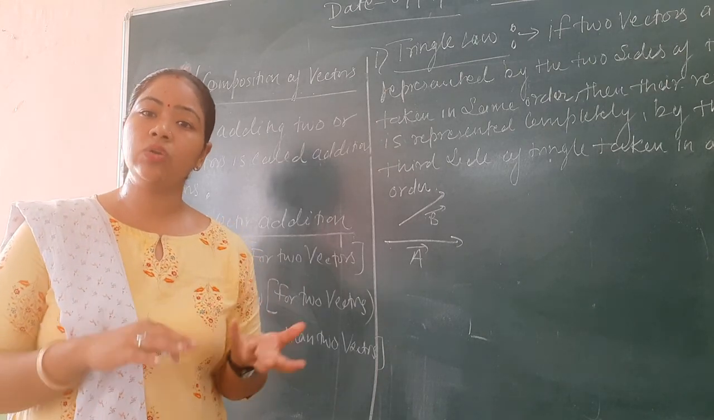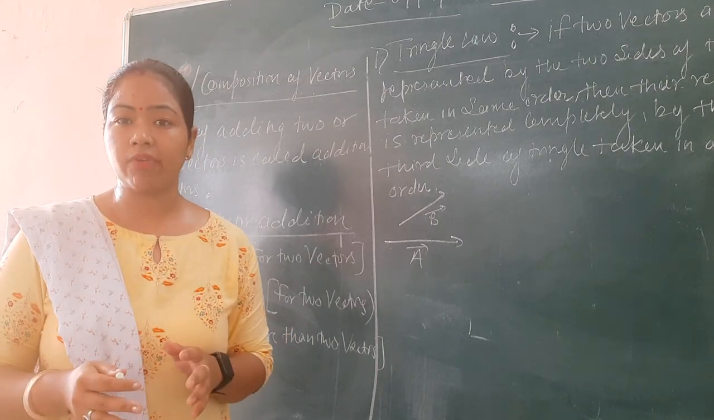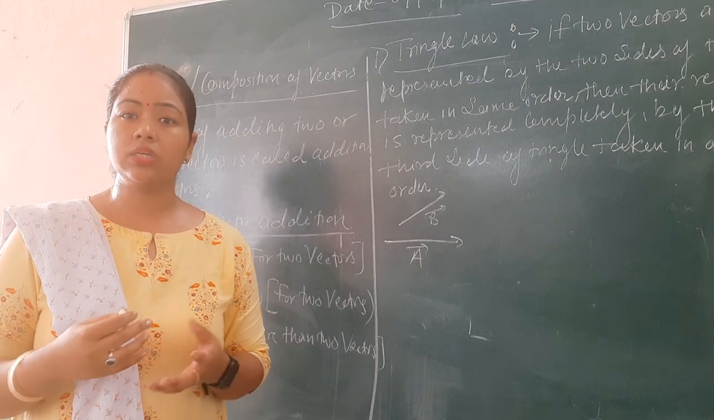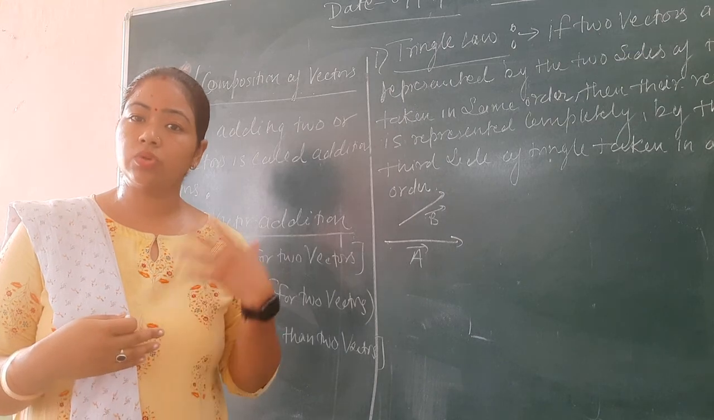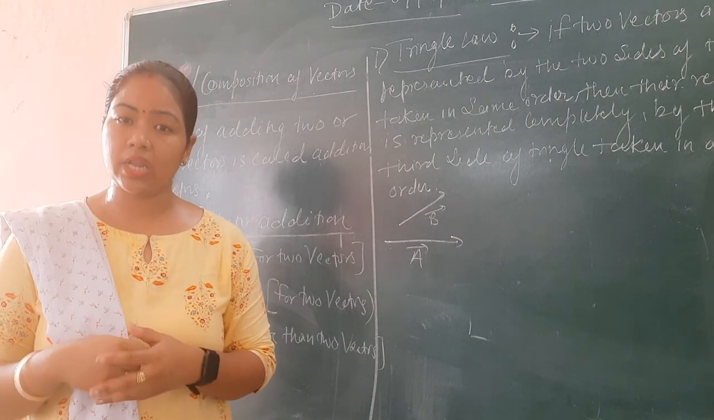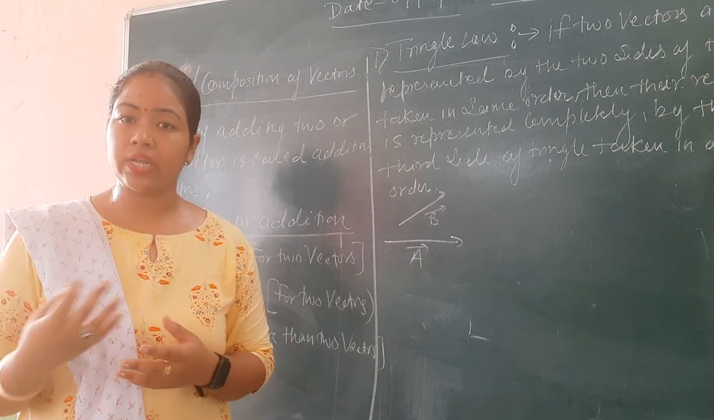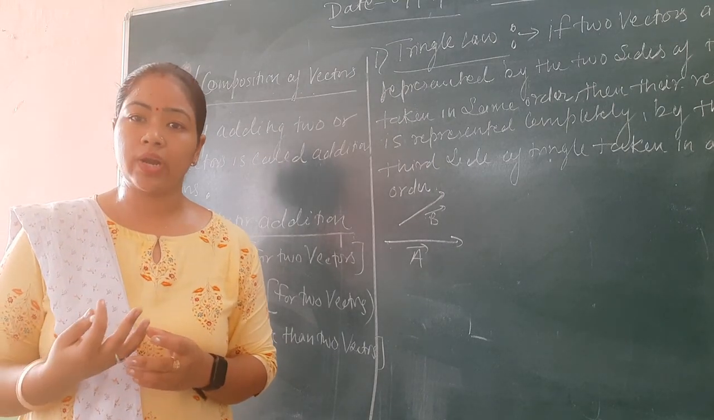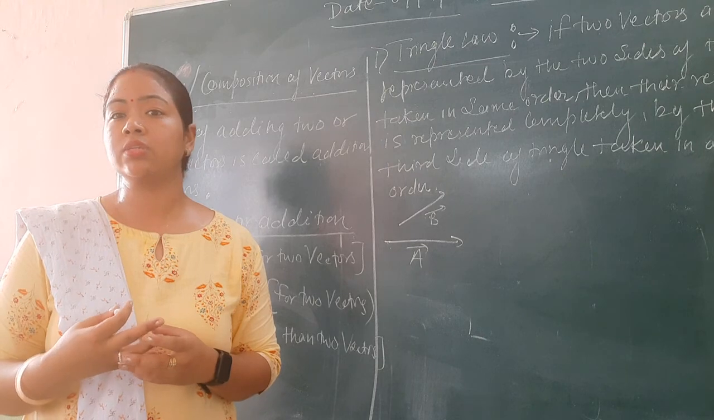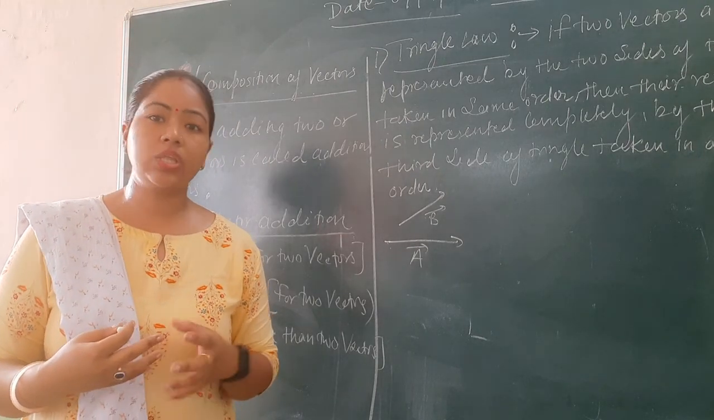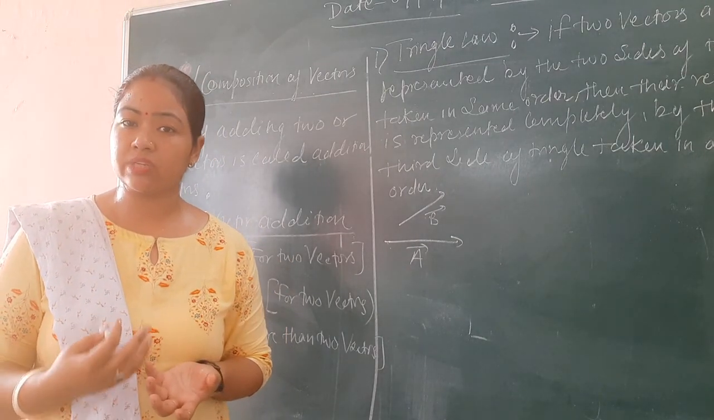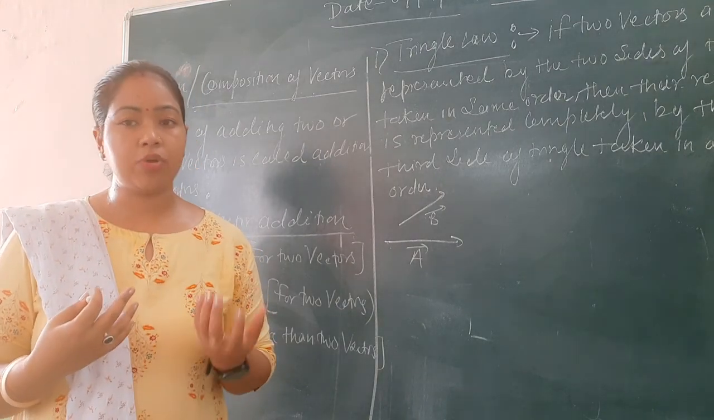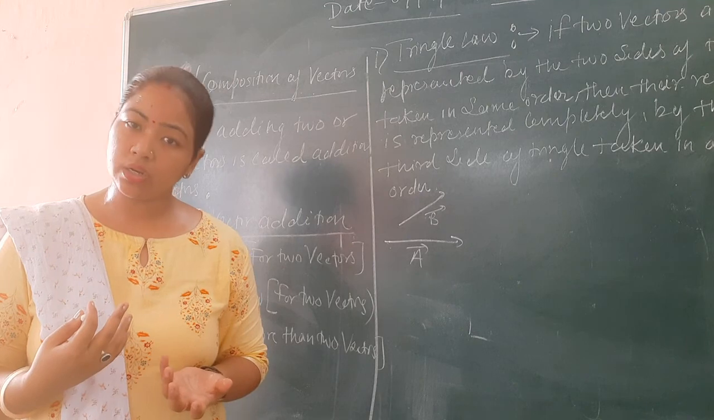Because as we know earlier, we cannot add vectors by the simple algebraic rules, because vectors have both magnitude as well as direction. So we cannot add two vectors or more than two vectors by using simple algebraic rules. So there are some other, special rules to add vectors, whether it is two vectors or more than two vectors.